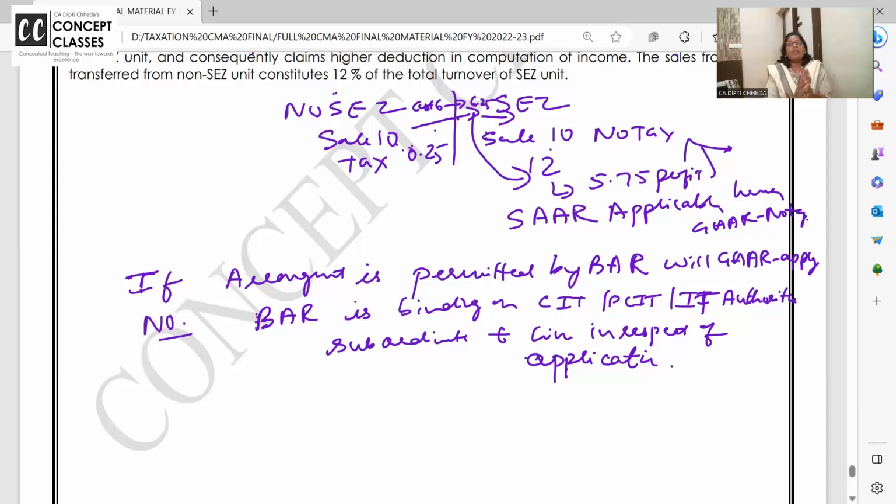Remember the Board for Advance Rulings? If you are doing a transaction, you can obtain the ruling in advance. So if they have permitted, can it now be caught under GAAR? No. When they have permitted it, the higher authorities must have permitted it. So no. But otherwise, GAAR is overriding DTAA.